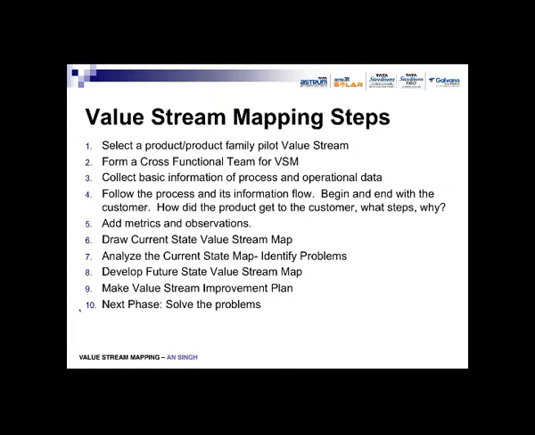Draw current state means after collecting all the observations and all the measurements, then draw a current state value stream map, which we'll be discussing step by step. Then once the value stream map is made based on the actual data collected from the operations, it is analyzed by a group of experts who understand all aspects of the process, and try to identify where the gaps are, where the problems are created, where the waste is generated.